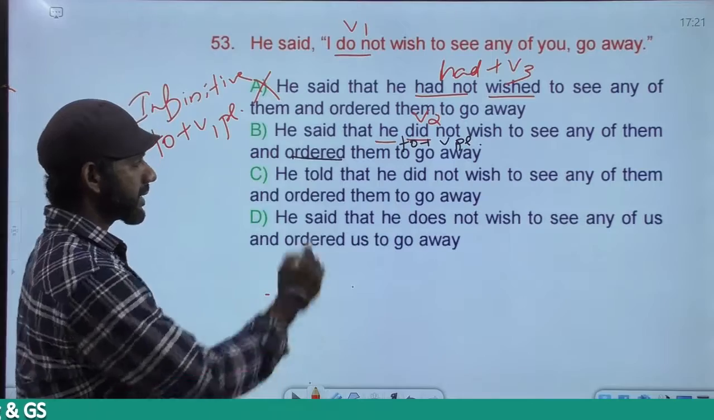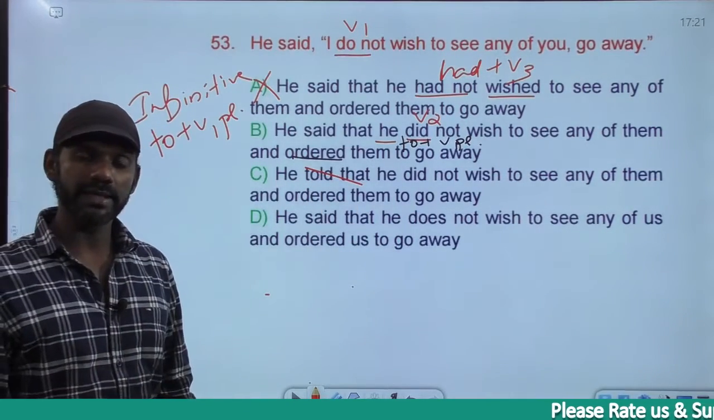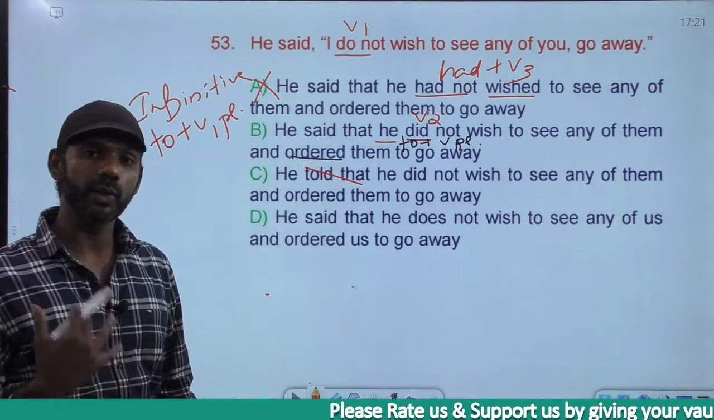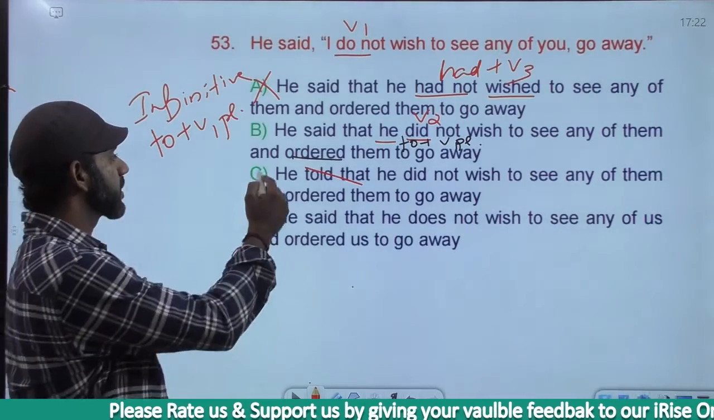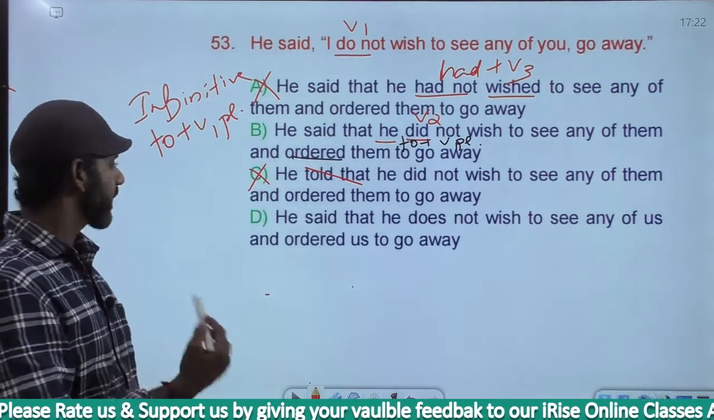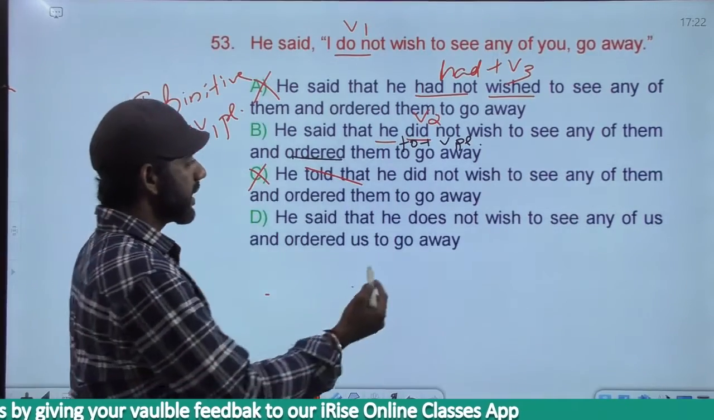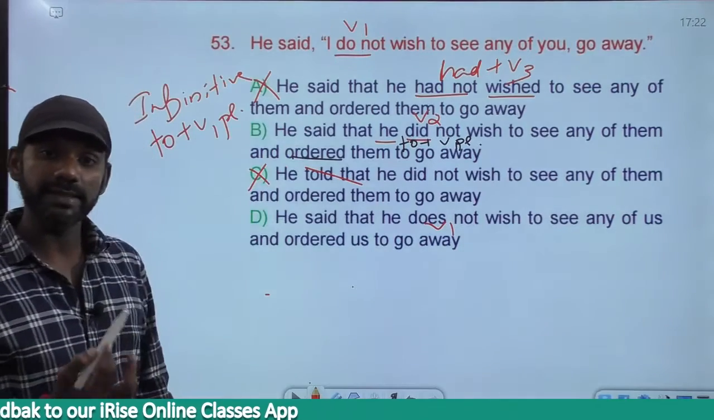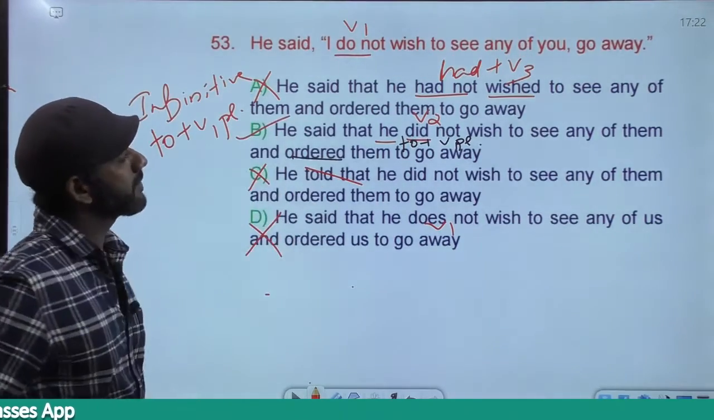He told that, eliminated. Told that is a wrong usage. Told him that, told her that, told me that, told us that, told them that, all these are correct. Told that is a wrong usage. Option C is eliminated. Come to D. He said that he does not wish to see. He does not wish to see is simple present. We want the answer in the simple past tense. Option D is gone. The answer must be option B.